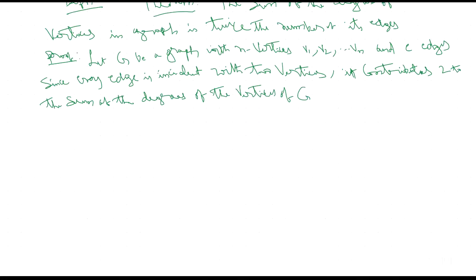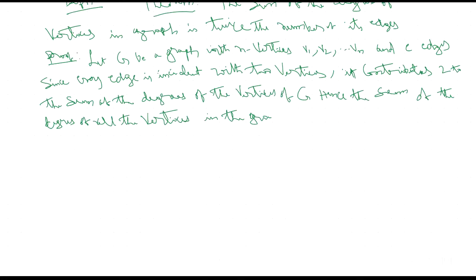Hence the sum of the degrees of all the vertices in the graph G is twice the number of edges in G.